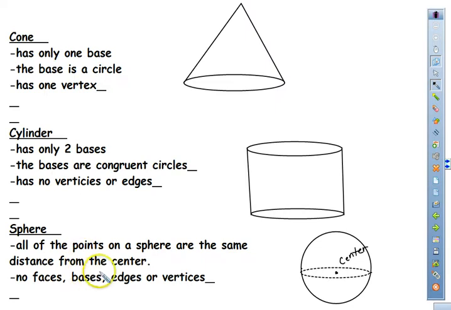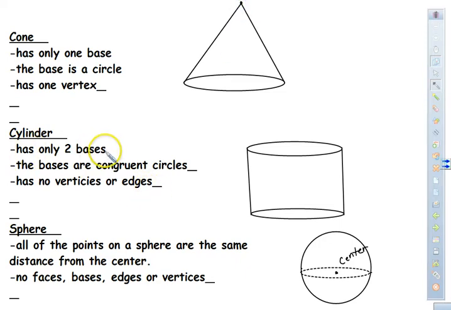Some specific, more detailed types of shapes that we have, three-dimensional figures that don't fall under the pyramid and prism category, would be a cone. It has only one base. The base is a circle and has only one vertex. And when you think about that, it does. It's only got one point.